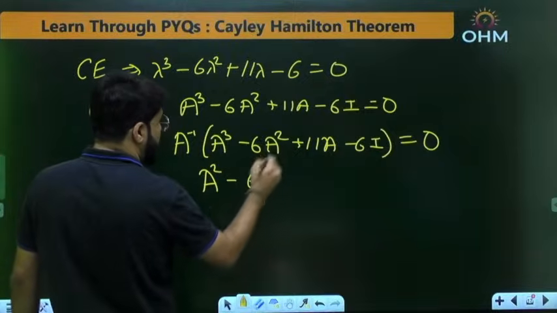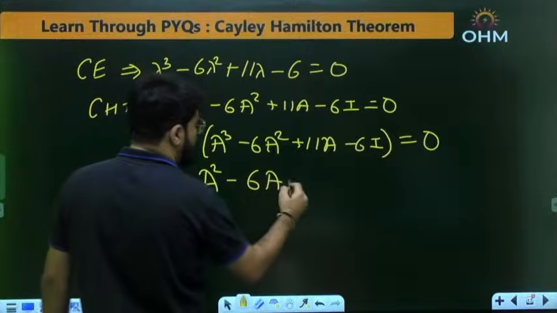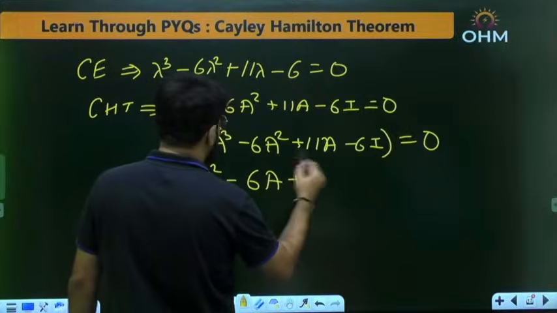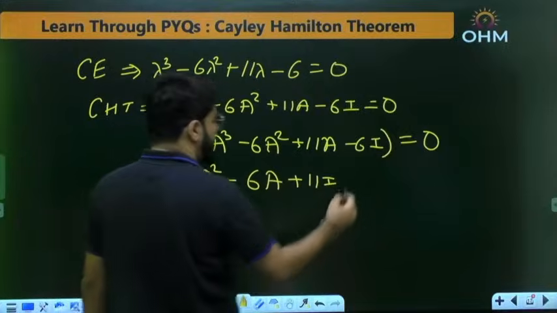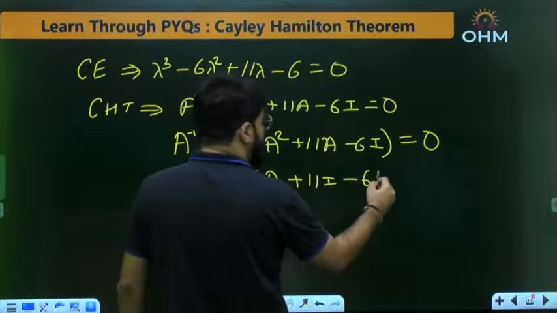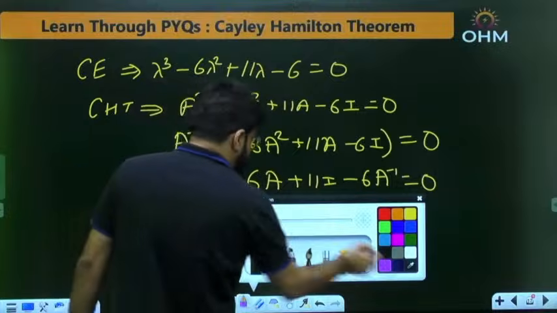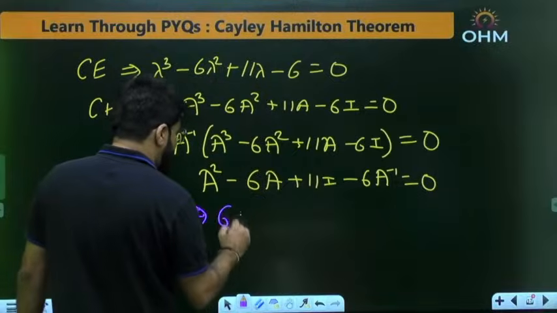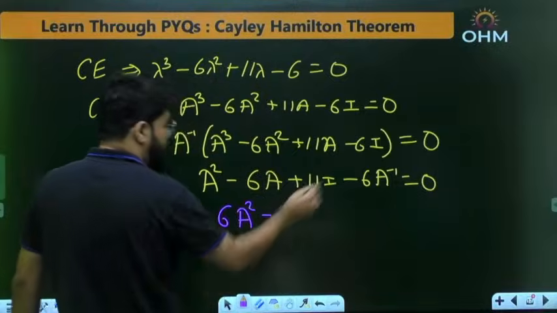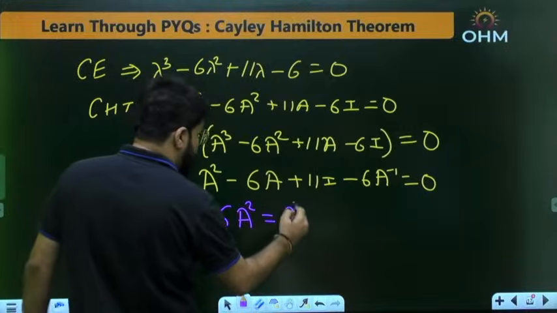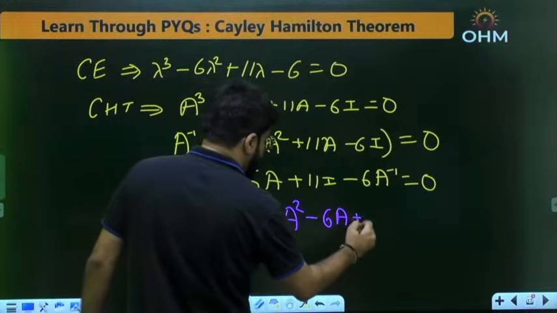A inverse into A square, 1A will get cancelled, 6A is left. Plus 11, A inverse into A, cancelled, identity left, minus 6. A inverse into I, A inverse, equal to 0. So yes, we correctly get the expression of 6A inverse now. 6A inverse is equal to A square minus 6A plus 11I.